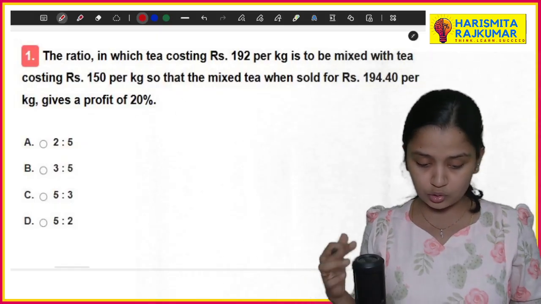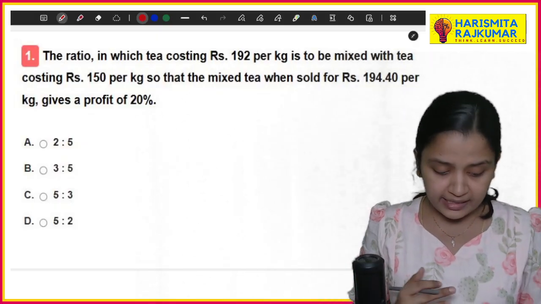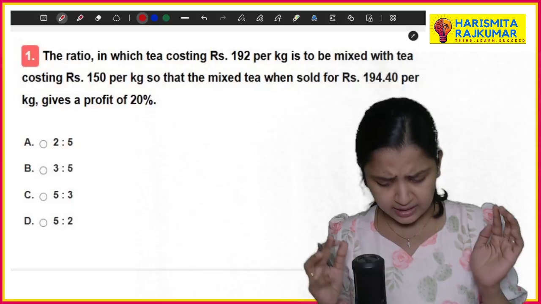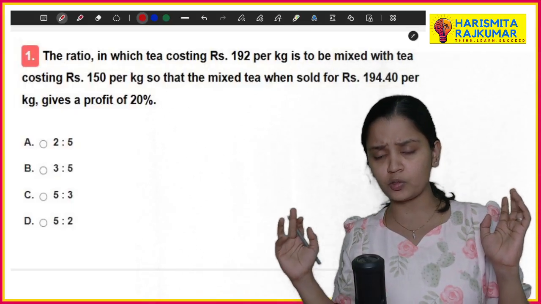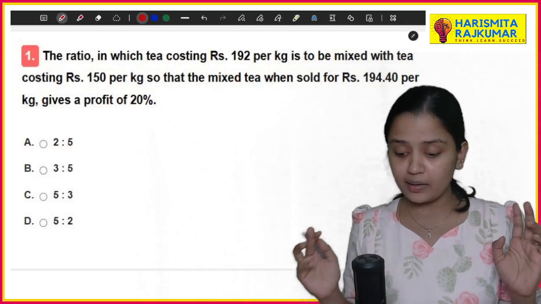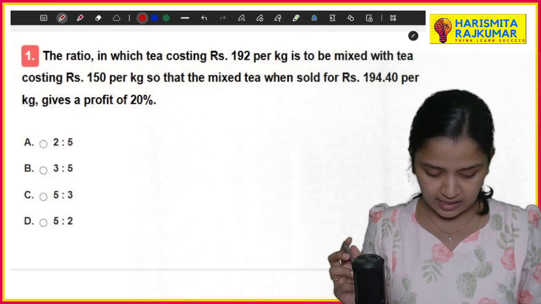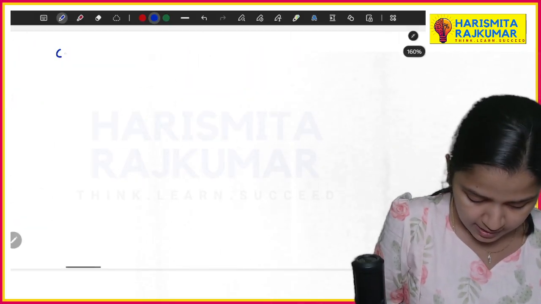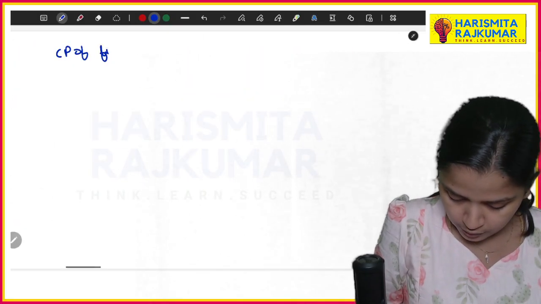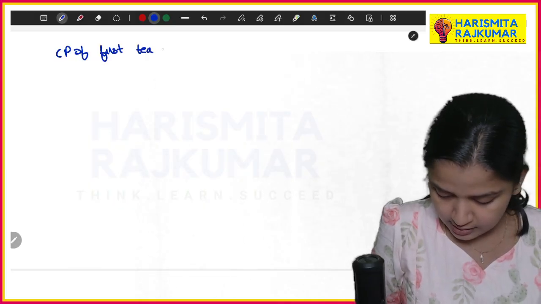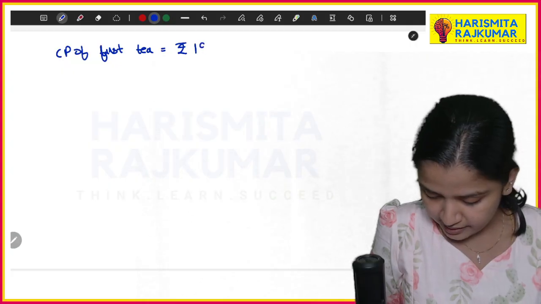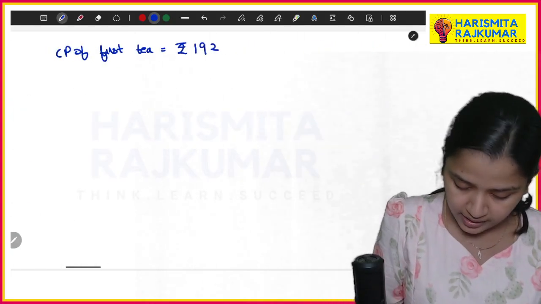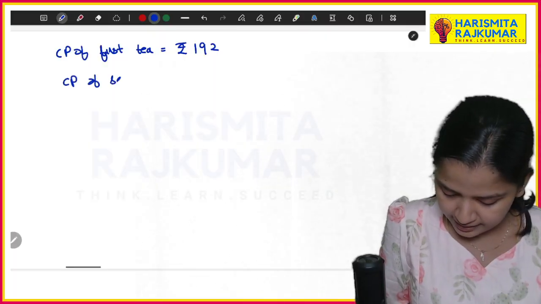Now let's go to the question. So in a ratio in which tea costing 192 rupees per kg. A tea is nothing but the cost of a tea. So CP of the first tea is nothing but rupees 192. Okay. CP of the second tea.